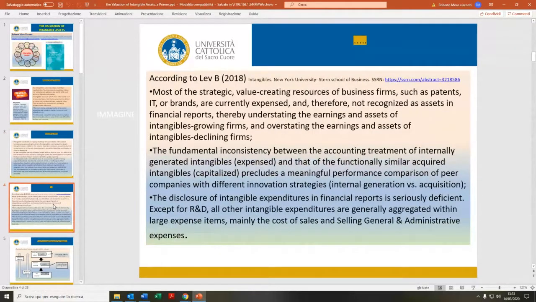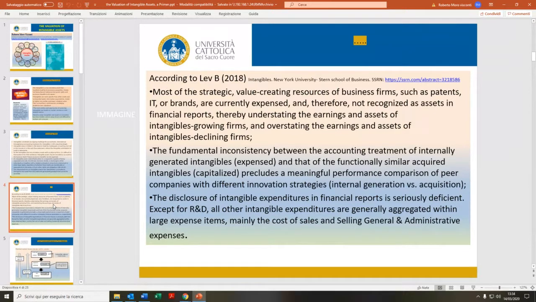And according to Baruch Lev, who is a distinguished professor of NYU, most of the strategic value-creating resources of business firms, such as patents, IT, brands, are currently expensed and therefore not recognized as assets in the financial reports. They are just recorded in the profit and loss account, in the income statement. And thereby, this is understating the earnings of intangible-rich firms. And on the other side, this is also overstating the earnings of intangible-declining firms.